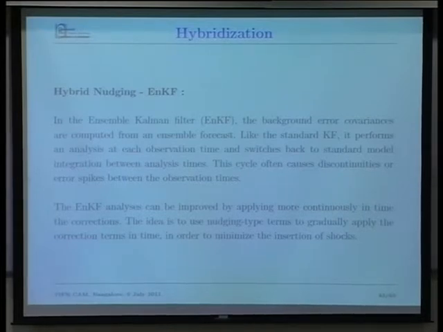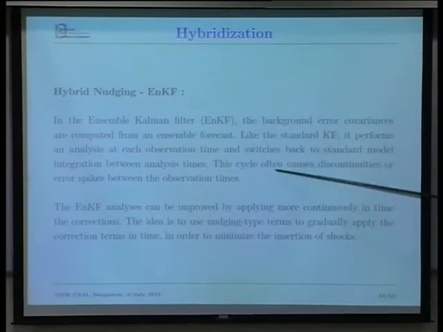The ensemble Kalman filter is some kind of Kalman filter, but you have an ensemble of states, and you run your forecast for all the ensemble. And then when you compute the covariance matrix, you use the covariance matrix error of your ensemble. And then you update. So the background error covariances are computed from the ensemble forecast. And it's the same as the standard Kalman filter. You have an analysis and a forecast that you iterate.